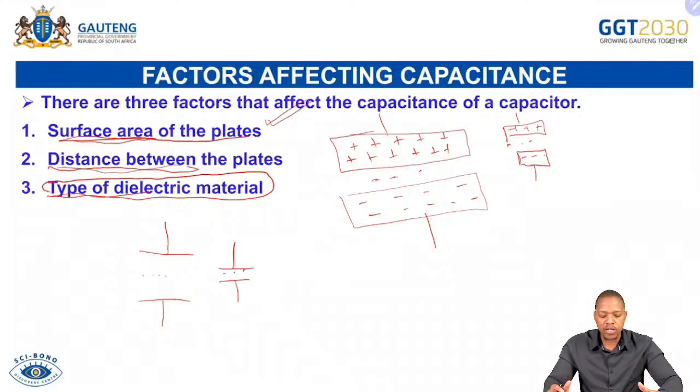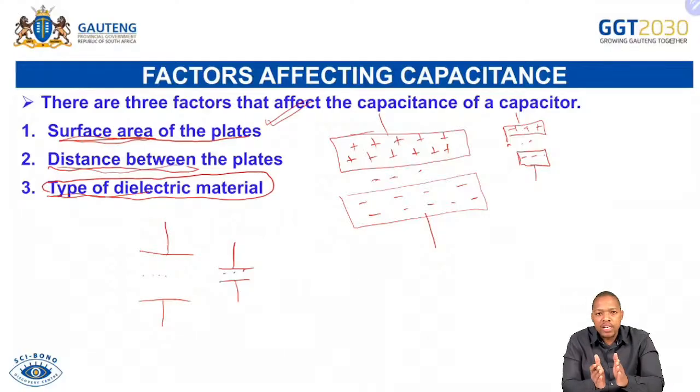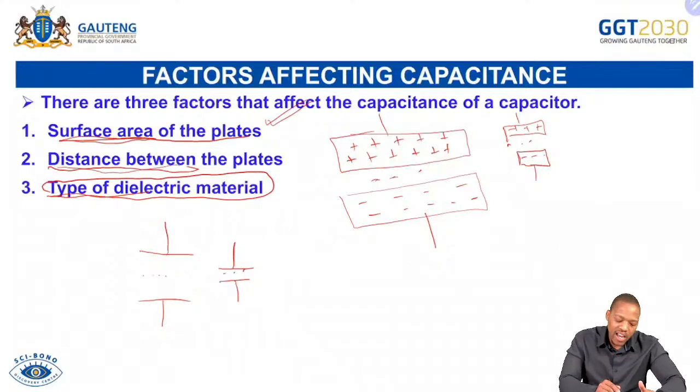You need to know this one, how it affects here. You need to know that the bigger the surface area, the greater the charge that can be stored. You need to know that the smaller the distance between the plates, the greater the charge that can be stored. But here it's not that important.